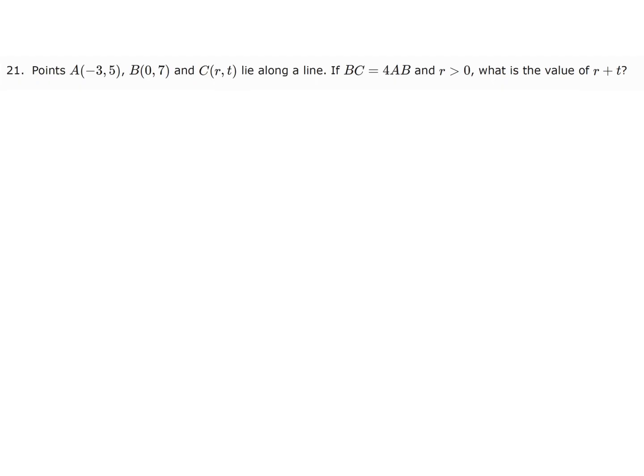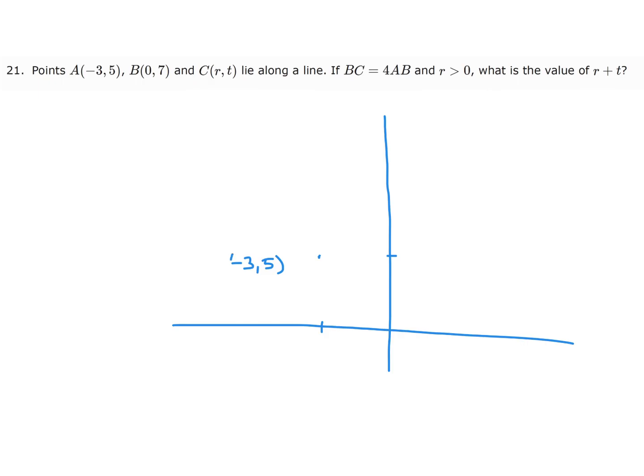Points A, B, and C lie along a line. If BC is 4 times AB and R is greater than 0, what is the value of R plus T? Let's plot this and let's see what happens. So we've got minus 3, 5. So approximately here, minus 3, 5. And that is A.